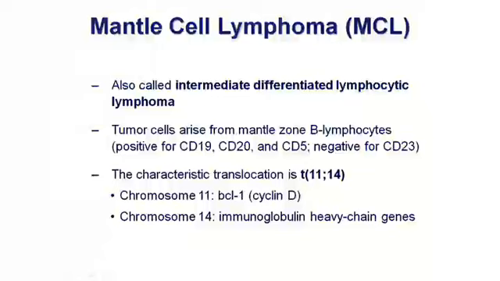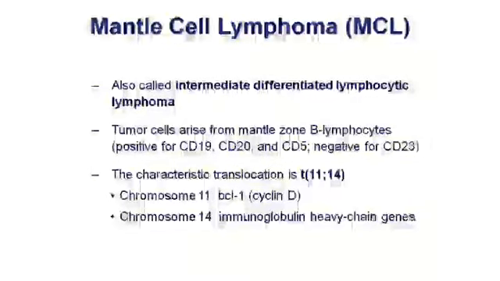Moving on to our mantle cell lymphoma, also called intermediate differentiated lymphocytic lymphoma. This one kind of looks like CLL in the fact that you look at the markers, CD19, 20, and 5 are positive like CLL. However, it's negative for CD23, and look for the translocation of 11 to 14, okay? You see 11 has the cyclin D gene on it, BCL1, and chromosome 14 has the immunoglobulin heavy chain gene.